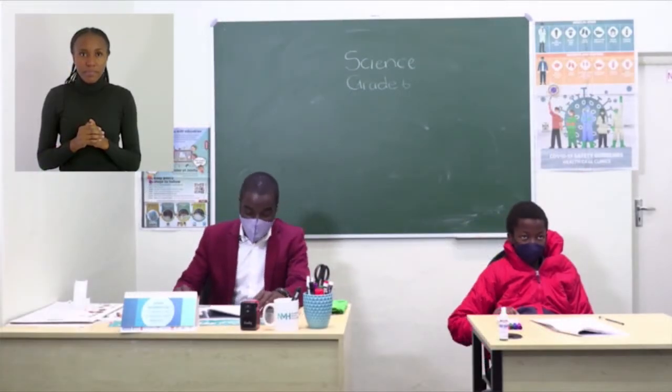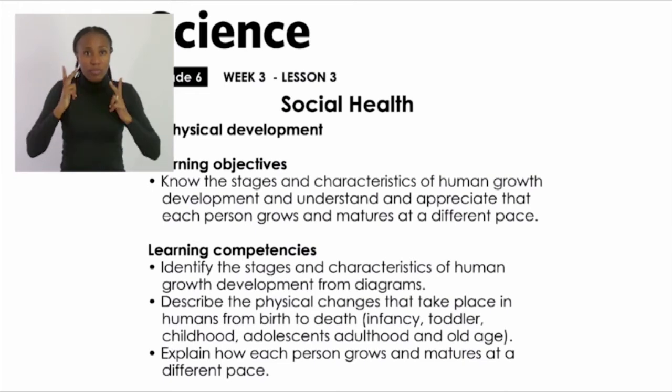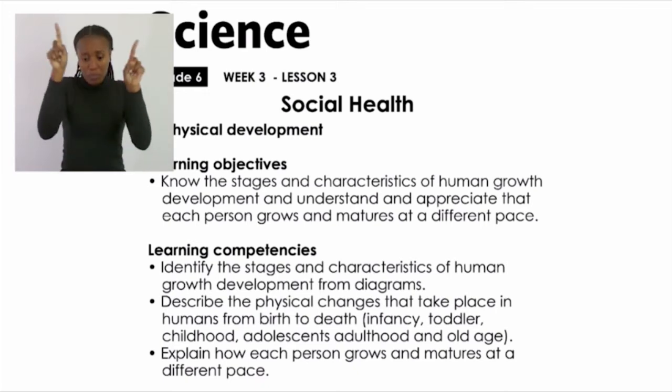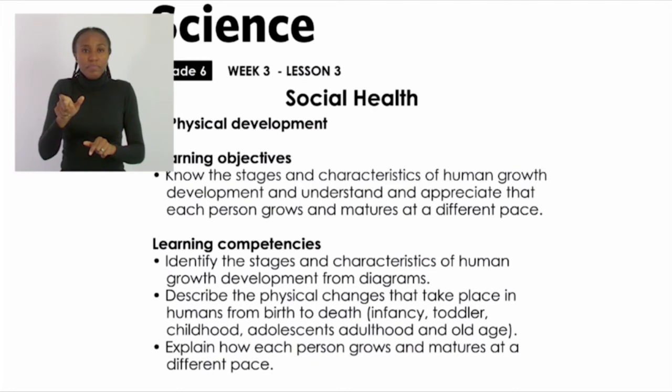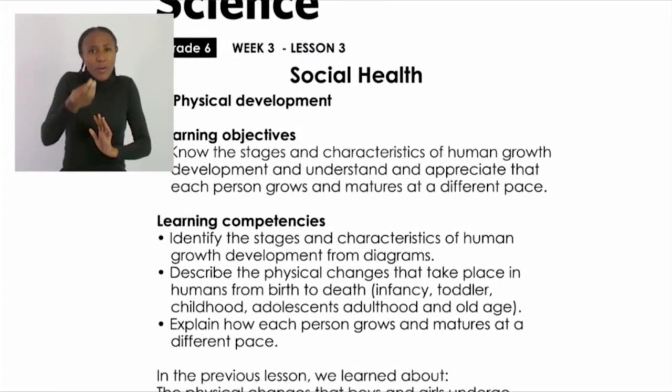Learners, let's go on page 16. Learning competencies. This is what you have to know at the end of this lesson. We should be able to identify the stages and characteristics of human growth and development from the diagrams. It means we'll be provided with the diagrams and we'll be able to tell which stage that is. Second competency: we'll be able to describe the physical changes that take place in humans from birth to death. It means what happens to us as human beings during our lives. The third competency: we'll also be able to explain how each person grows and matures at a different pace.